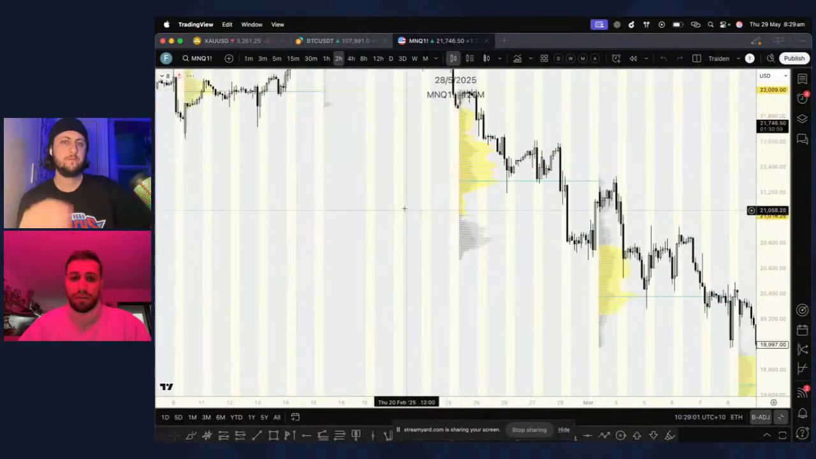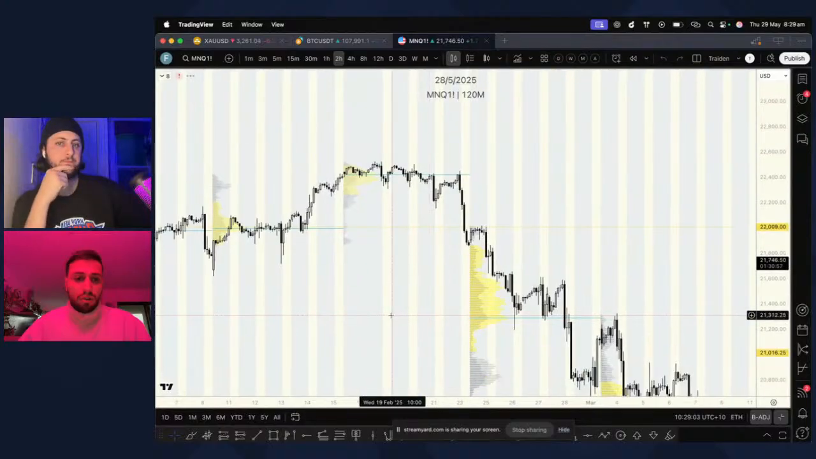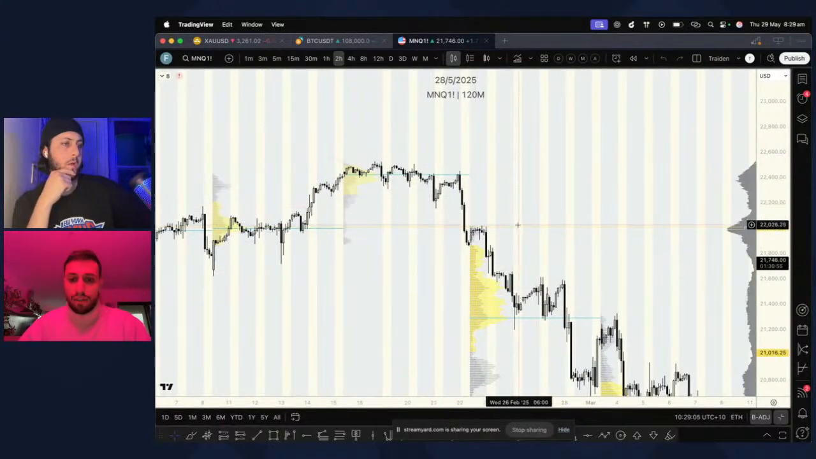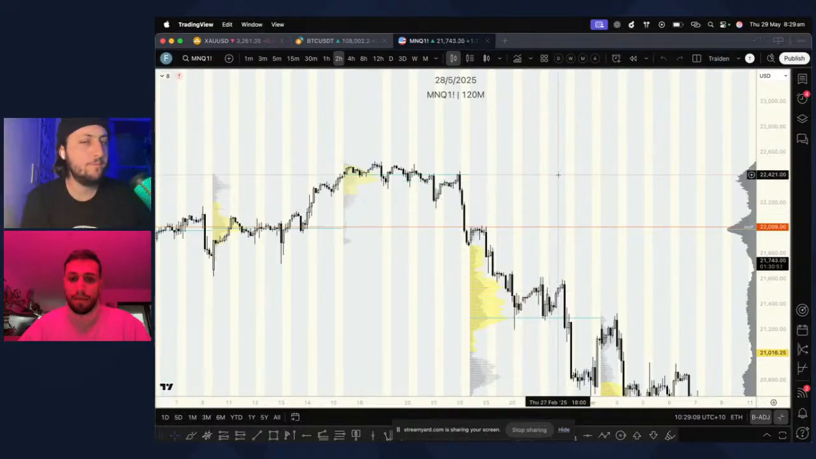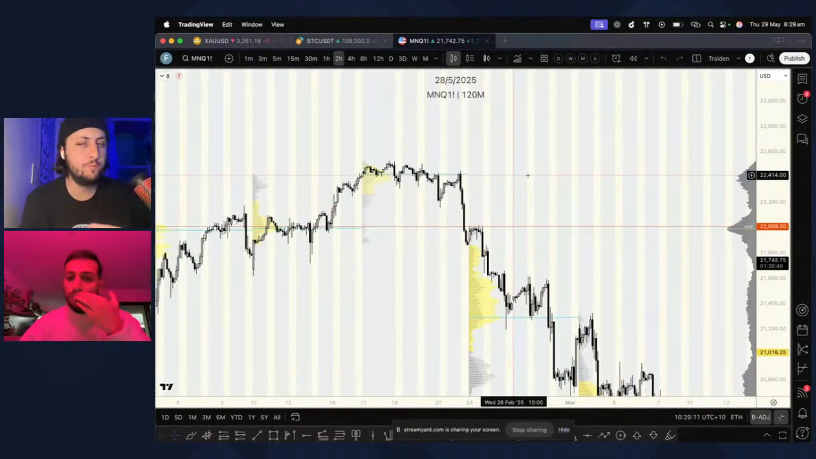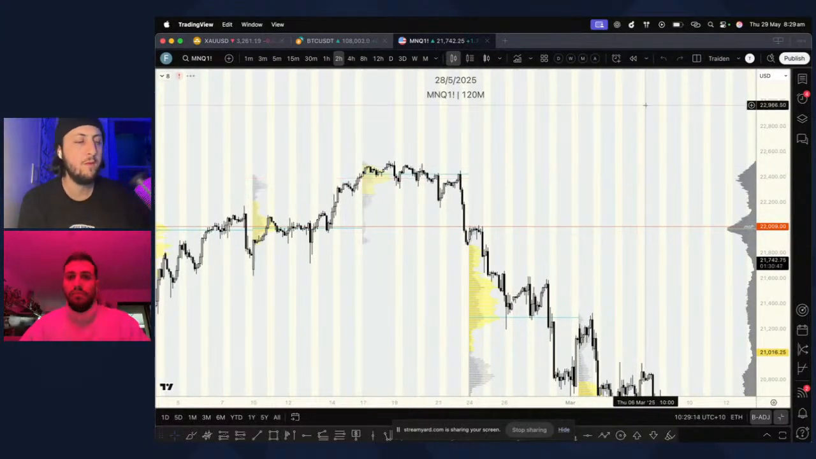So if we look at this monthly point of control level that we were looking at earlier, this yellow one, which is a little bit hard to see. So real quick question. Do you put more emphasis on a monthly volume profile over a weekly volume profile level, or is it just context dependent, whatever is relevant at the time?